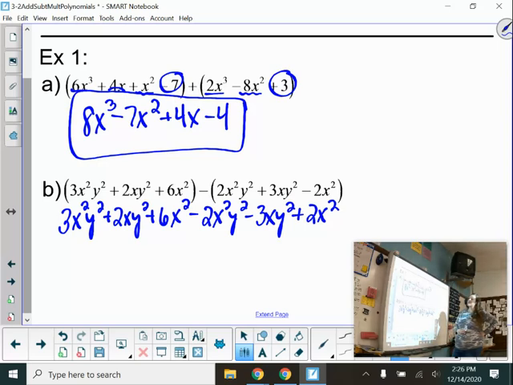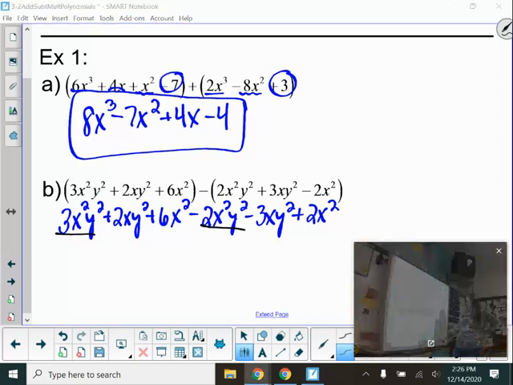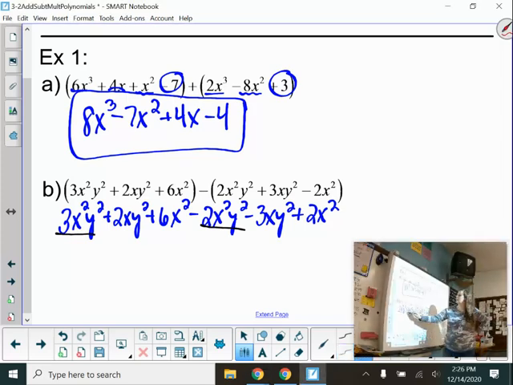Now we want to go through and combine things that are exactly alike with their variables. That means x squared y squareds get combined, xy squareds get combined, and x squareds get combined. So you want to make sure that you are combining the appropriate things together. Don't change the variable. Variables only change when you're multiplying, but you will change the coefficient out in front.